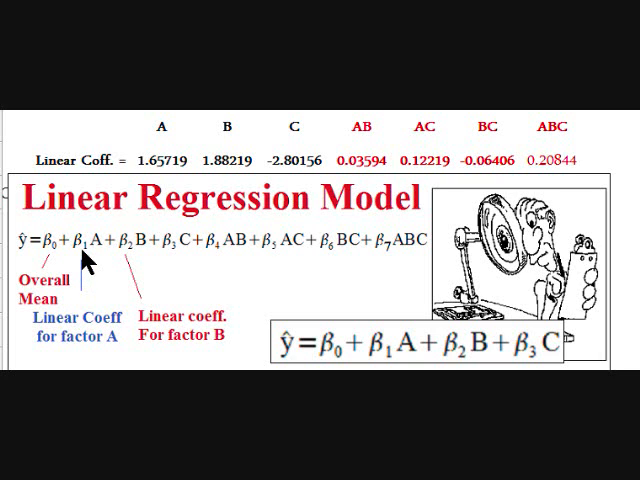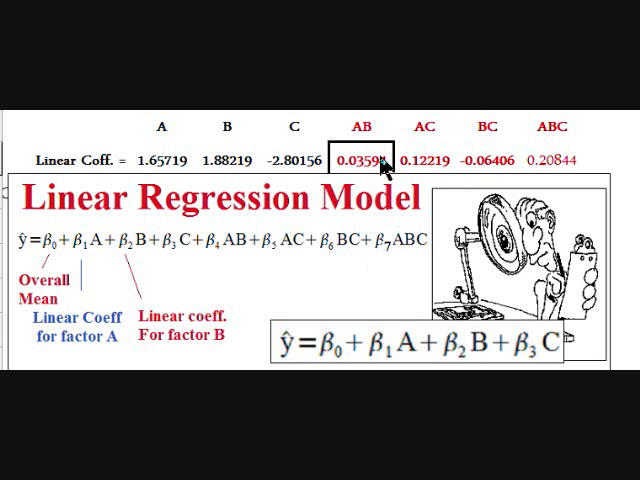Beta sub 1 is the linear coefficient for factor A. Beta sub 2 is the linear coefficient for factor B. Beta sub 3 is the linear coefficient for C. Beta sub 4 is the linear coefficient for AB, so on and so forth.